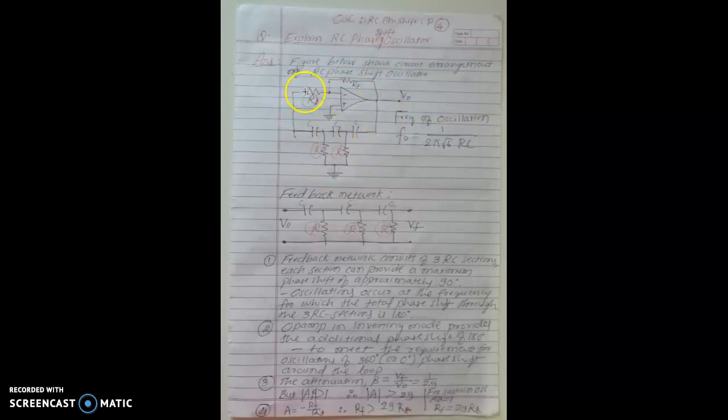You need to draw this circuit diagram and the circuit for the feedback network, write the frequency of oscillations, and then cover all these points. You will be given 8 marks for this question.